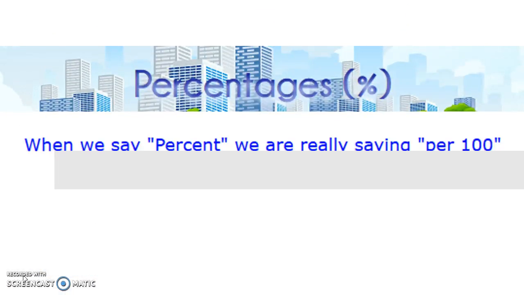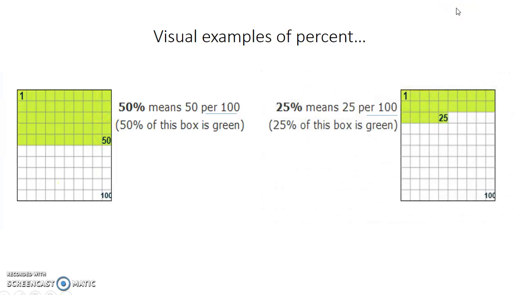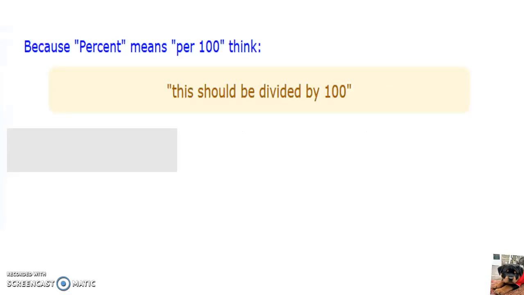First thing is percentages. And when we say percent, we're really talking about per 100, as we've discussed percentages in the past. All right. 50% means 50 boxes in this example are colored in out of 100 total. In the other example, we have 25%. So 25 out of 100 boxes are colored in. Those are some good visual examples of percent. When we talk about percent, we're talking about per 100, so we would divide by 100. So 75% really means 75 divided by 100.